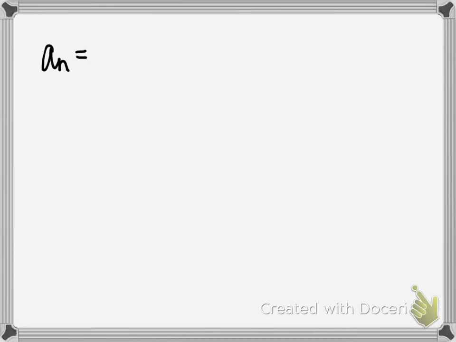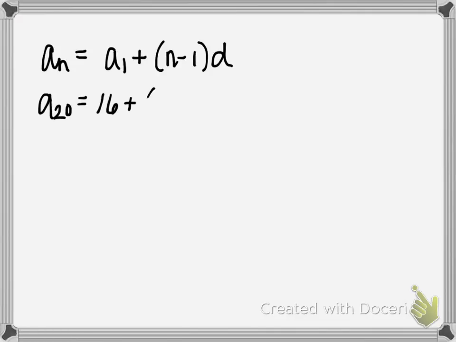Since we've studied arithmetic sequences, we know that you can find any term that you want utilizing the following formula. A sub n is equal to the first term, a sub 1, plus n minus 1 times d. So in this case, we're looking for a sub 20, where the first term is 16, plus 20 minus 1 times d, and d is negative 1.3. This gives us the 20th term is negative 8.7.